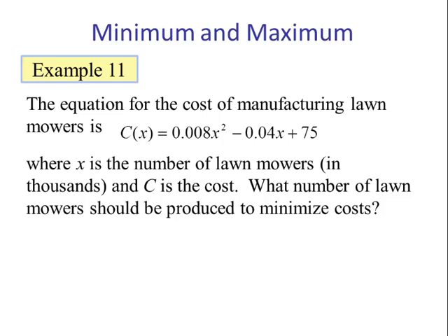Example 11. The equation for the cost of manufacturing lawnmowers is C of x equals 0.008 x squared minus 0.04 x plus 75, where x is the number of lawnmowers in thousands and C is the cost. What number of lawnmowers should be produced to minimize costs?